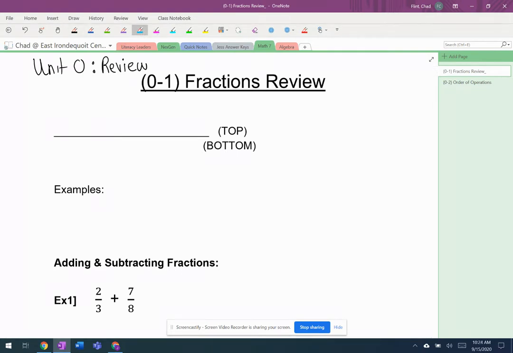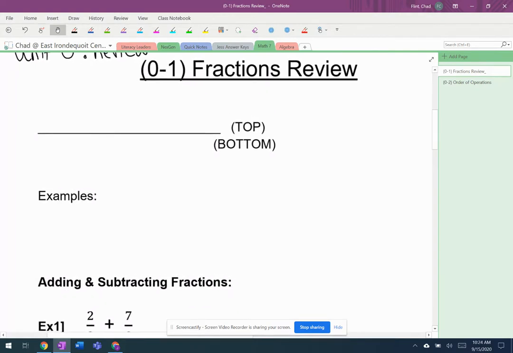So we have the top and we have the bottom of a fraction. There's two parts to it. The top of the fraction has a name that starts with an N, and the bottom has a name that starts with a D. Maybe you remember those from last year. The top is called your numerator, and the bottom of the fraction is the denominator, D-E-N-O-M-I-N. I have to spell it out, otherwise I spell it wrong every time.